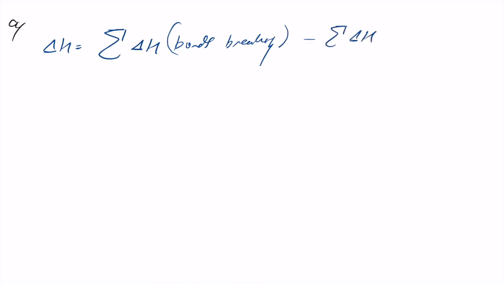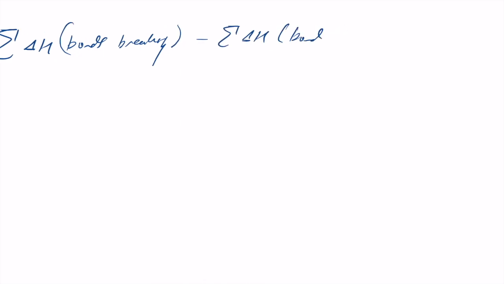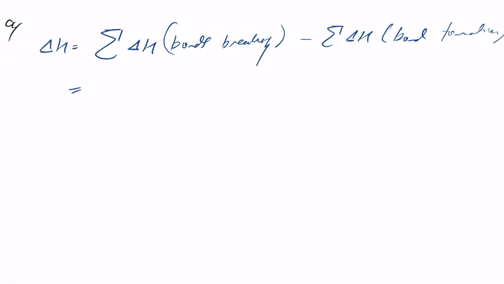So a formula here is delta H is equal to the sum of all enthalpies involved in bond breakage, minus the sum of all enthalpy changes in bond formation. So when do we break bonds? We break bonds in the reactants, and so you see here that CH4 is one of our reactants.